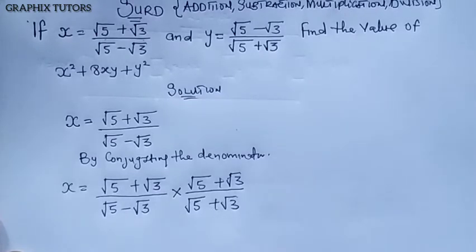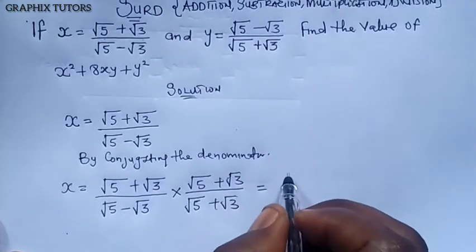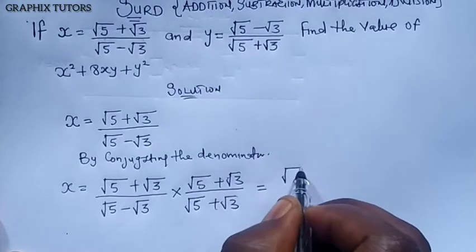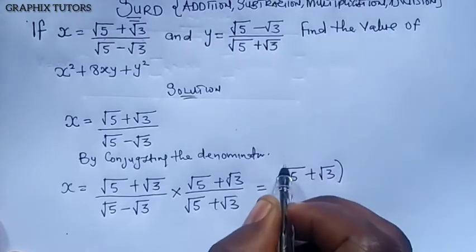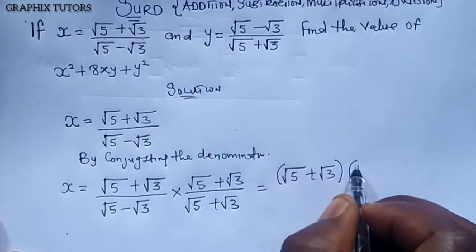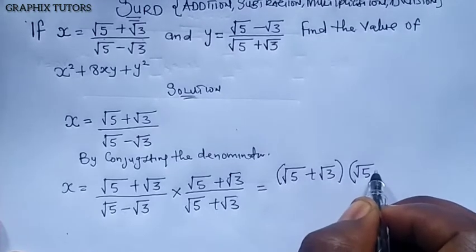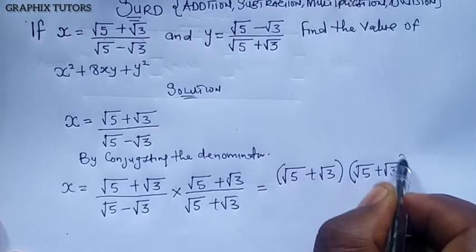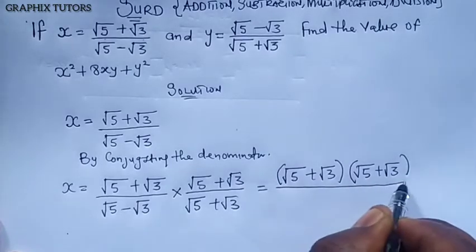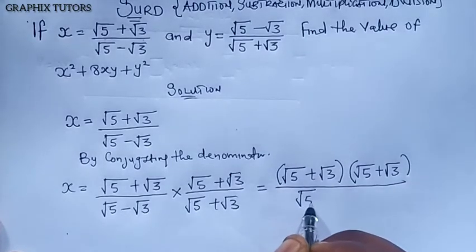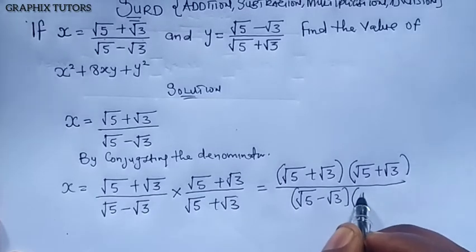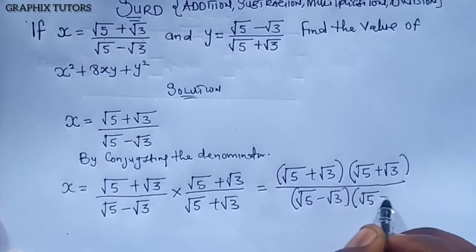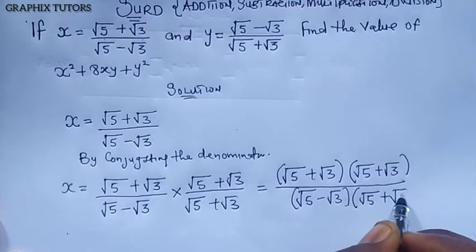Now this can also be written as x equals root 5 plus root 3, into bracket root 5 plus root 3, all over root 5 minus root 3, into bracket root 5 plus root 3.